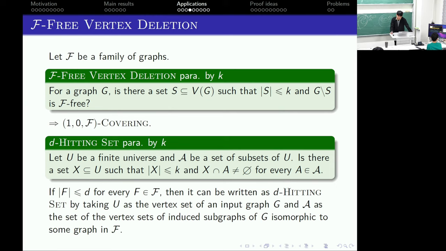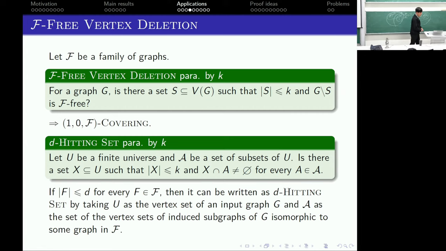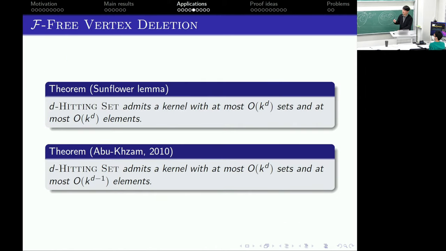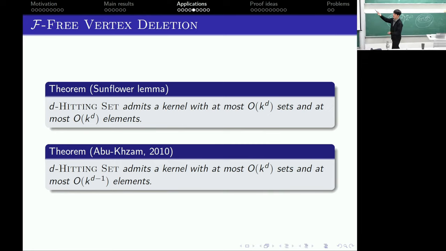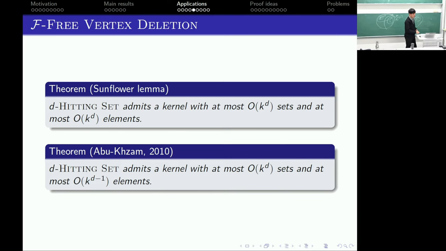The d-hitting set problem is on a finite universe U, where we take subsets of U as A. The question is whether there is some hitting set X of size at most k that hits every element in A. So if every graph in F has at most d vertices, then we can write the above problems as d-hitting set problems. For the finite F case, we can get a kernel by the well-known sunflower lemma. With the sunflower lemma, d-hitting set has a kernel with at most big O of k to the d sets on at most k to the d elements. And our result shows that these problems actually admit a kernel on at most k to the d minus 1 vertices.